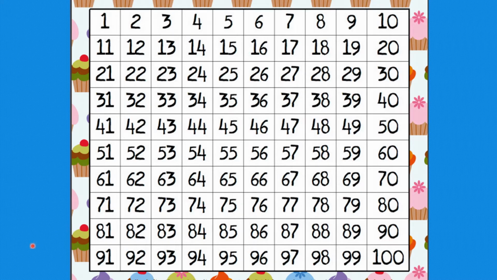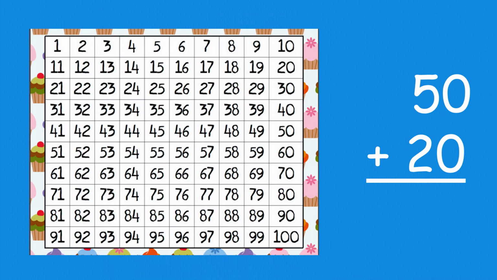So let's take a look at our first problem. So we have 50 plus 20. If we start at 50 right here, we need to add two more tens because we're adding 20. So start at 50 and add two more tens. So 50, 60, 70. So the sum of 50 plus 20 is 70.